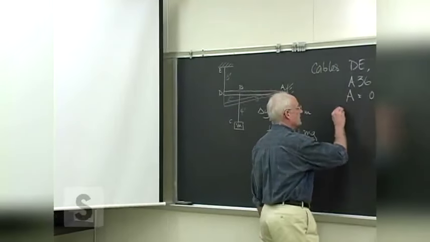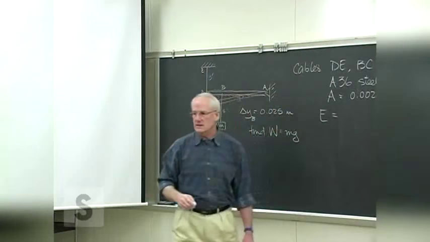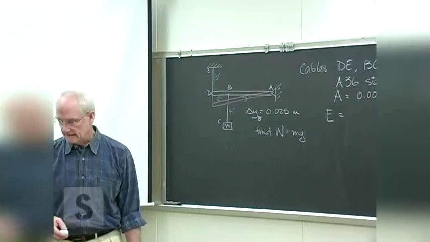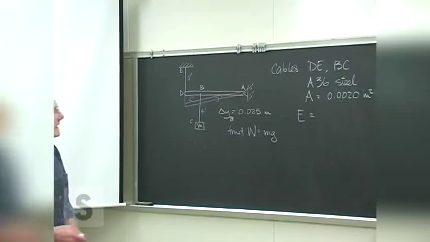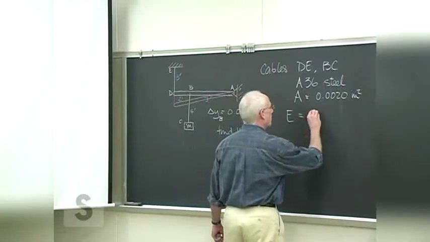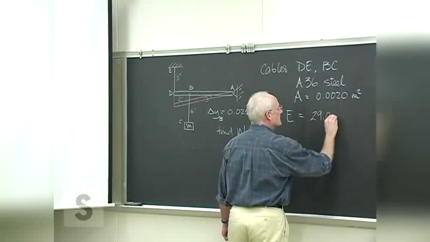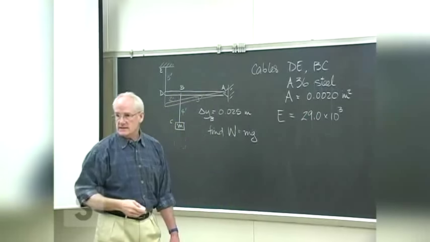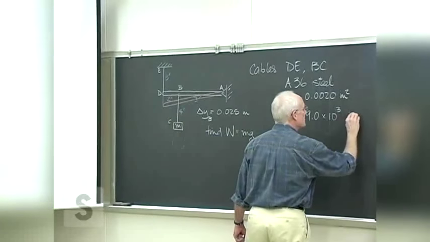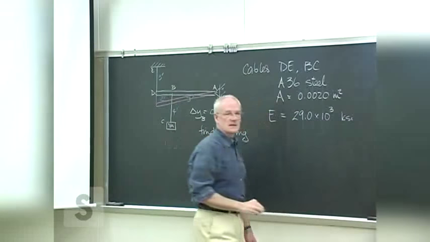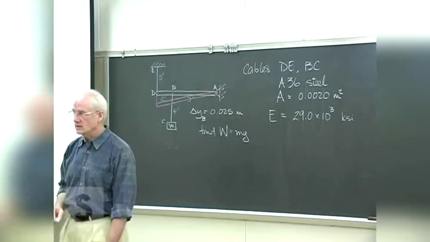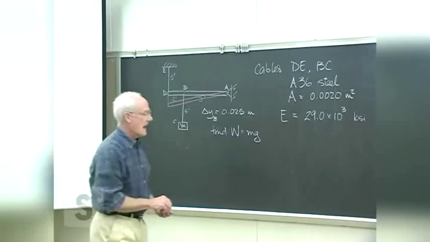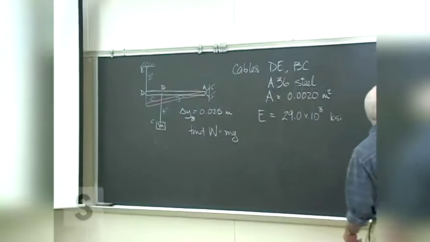Tom, what does it have there for the modulus of elasticity for A36 steel? 29.0 times 10 to the third KSI. So 10 to the 6th PSI. Watch your units in all of these. Remember, we're working with some very, very large numbers and some very, very small numbers.